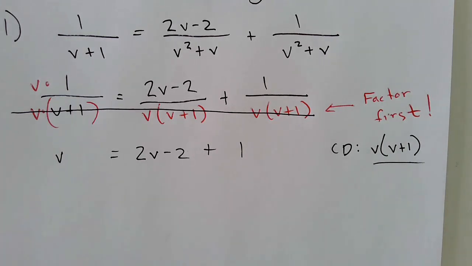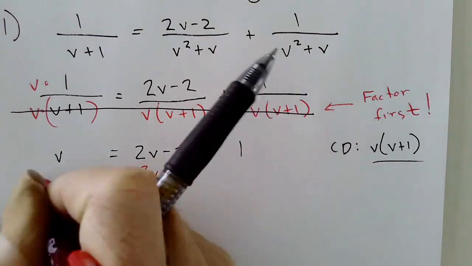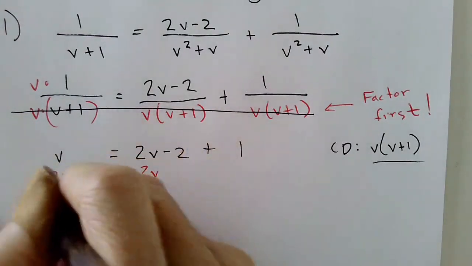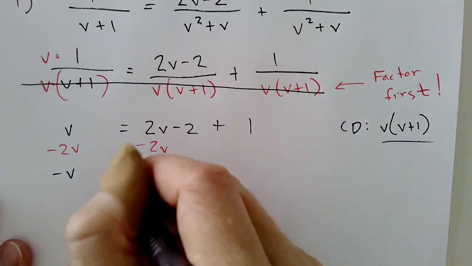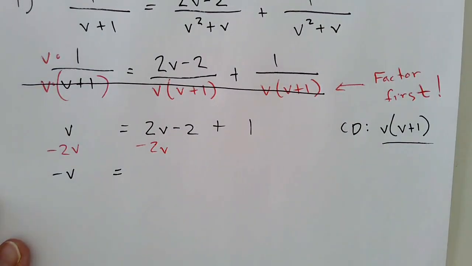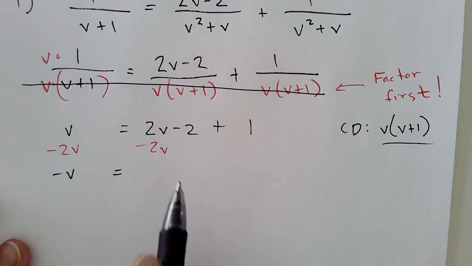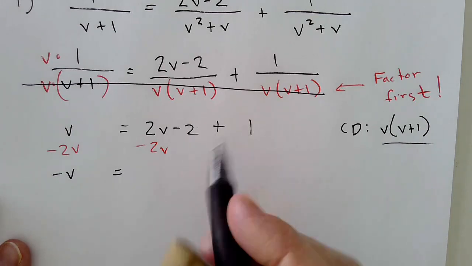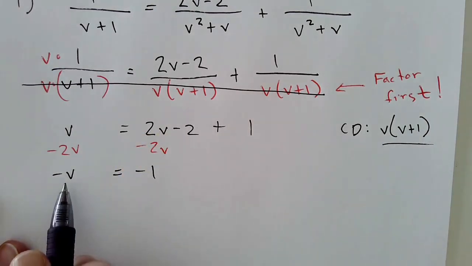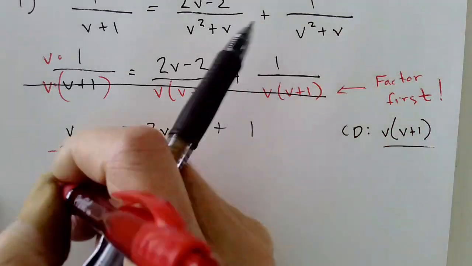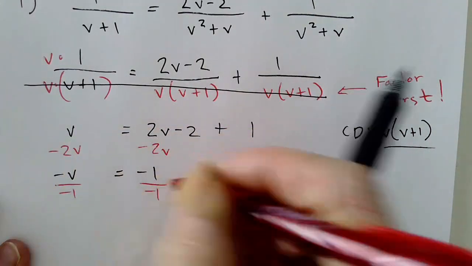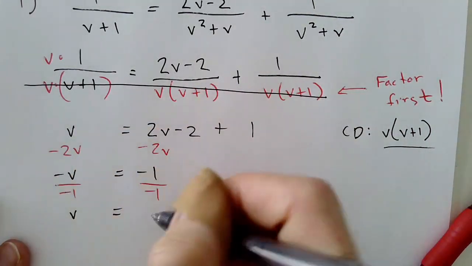So I just take away 2v from both sides. I get negative v equals, and then negative 2 plus 1 is negative 1. So negative v equals negative 1. Therefore, just divide both sides by negative 1. And then v equals 1.